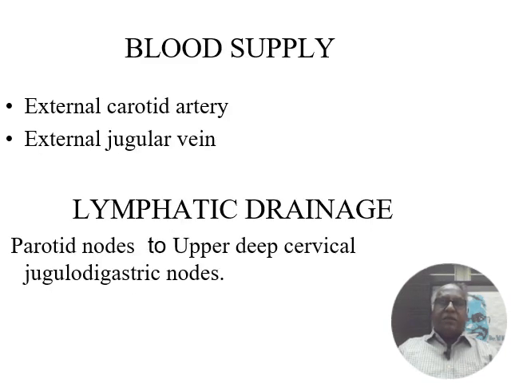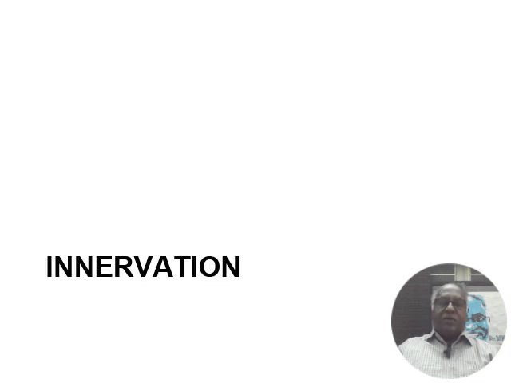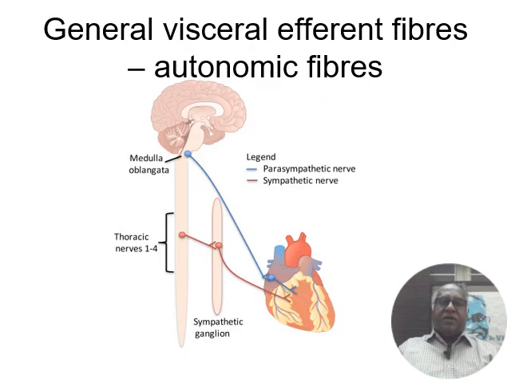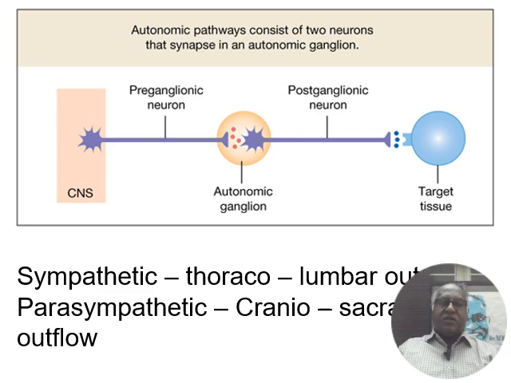Coming to the blood supply, the parotid gland is supplied by the external carotid artery and drained by the external jugular vein. The lymph nodes are the parotid nodes to the upper deep cervical jugulodigastric nodes. It is the lymphatic drainage for the parotid gland. Coming to the innervation, we've got somatic efferent fibers, general visceral efferent fibers, and the autonomic fibers also are there.